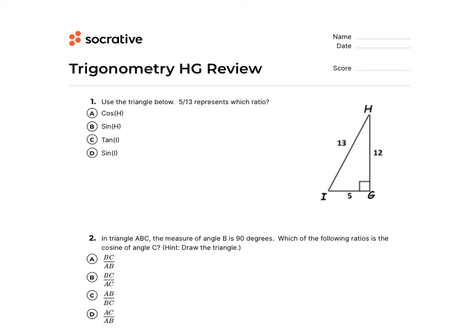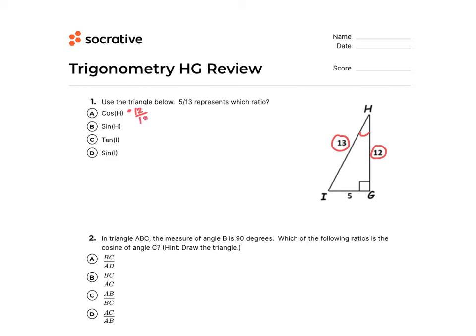In this video, we will cover the skills that are needed to fully understand the trig unit in geometry. So if you look at the first question, if I want to look at the triangle below, 5/13 is represented by what ratio? So let's go through all of them. If you look at the cosine of H, the cosine is adjacent over hypotenuse. So that will be 12/13. So then it cannot be A.